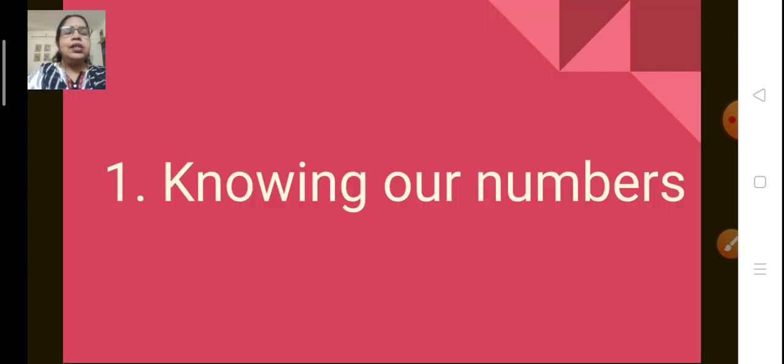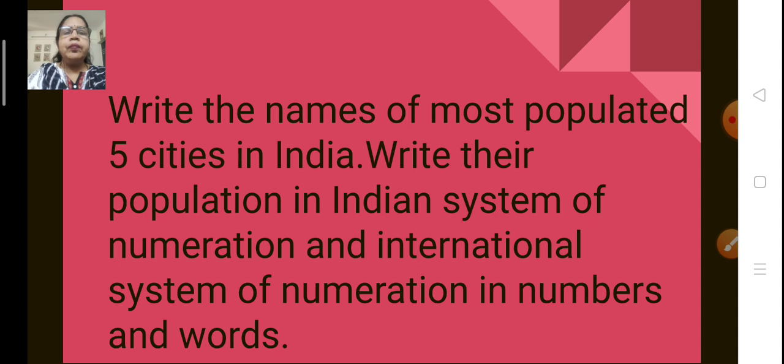Then let's see what the questions are. So, first chapter, Knowing Our Numbers. You give the heading on the top of the answer sheet. You can use assignment sheets, or you can also use foolscap papers, and give the heading as Knowing Our Numbers. So, let us see what the project is. Write the names of the 5 most populated cities in India. Write their population in the Indian system of numeration and the international system of numeration, in numbers and words.